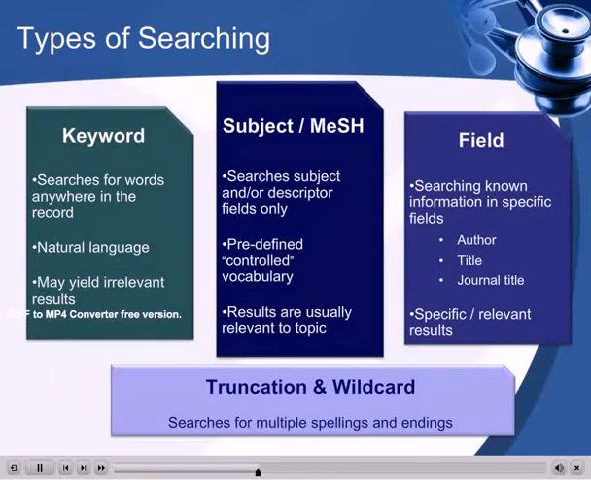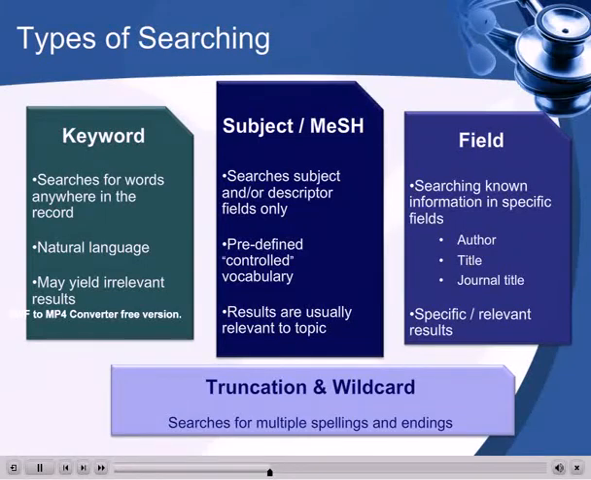Subject searching is a type of field searching because you tell the database to look in one spot or field. You can also do field searching for the author field, the title field, the journal title field, and so forth. Typically, you would search for known information in a field. If I know the name of an author I'm interested in, I can type in the author's name and only search the author field.